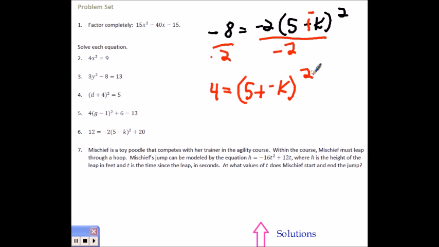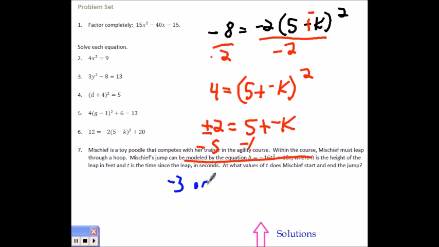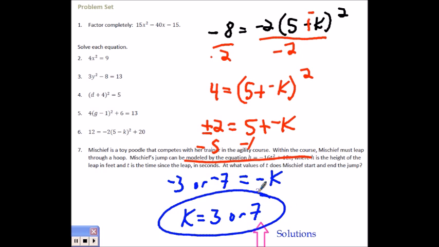Now I'll take the square root of both sides and get the positive and negative 2, that's the square root of 4, is equal to 5 plus the opposite of k. Subtract 5 from both sides, and I will get, let's see, 2 minus 5 is negative 3, and then negative 2 minus 5 is negative 7. I get both of those solutions. But I still have this opposite sign in front of the k. So if the opposite of k is negative 3, k must be equal to 3. Or if the opposite of k is negative 7, k must be 7. So my solution is k equals 3 or 7.